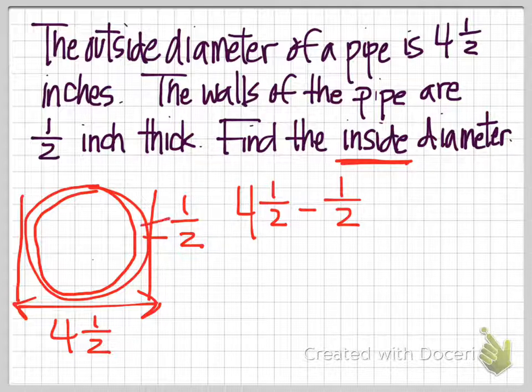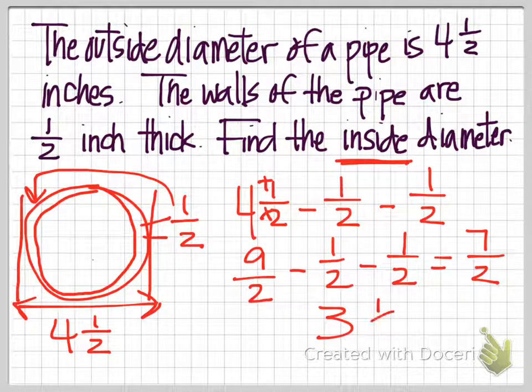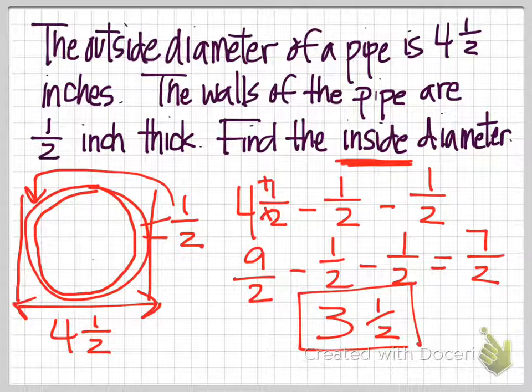However, if you notice, there's one side on this pipe, but this other side is also 1/2 inch thick. So we'll need to take off another 1/2 inch. Now let's change our mixed fraction to a regular fraction. 4 times 2 is 8, plus 1 is 9 over 2, and we still want to do minus 1/2, minus 1/2. Now we have 9 minus 1 is 8, minus 1 is 7, over 2 is our answer. And if we divide 7 by 2, we get 3 with a remainder of 1 over 2. So the inside diameter of this pipe is 3.5 inches.